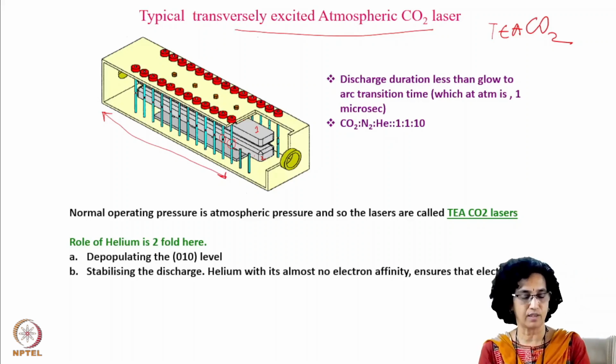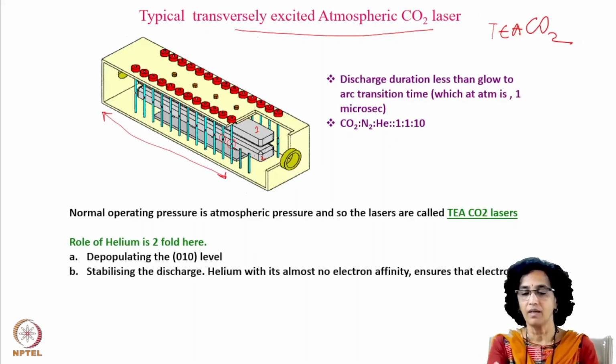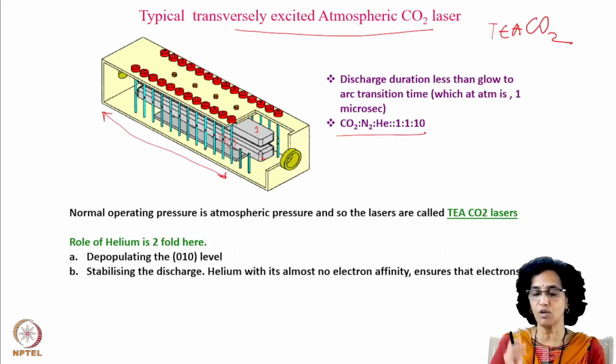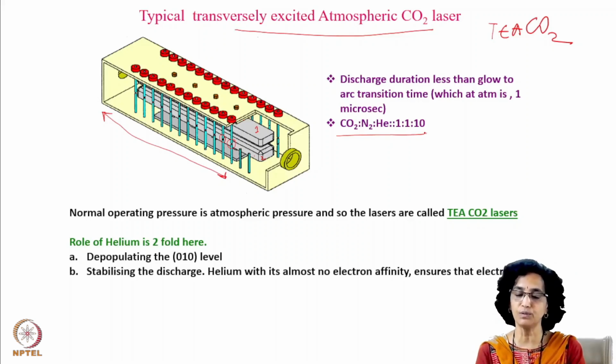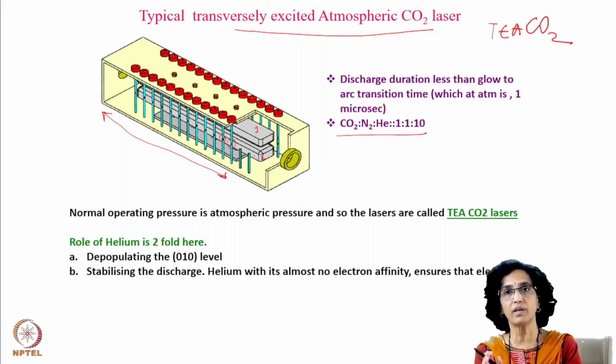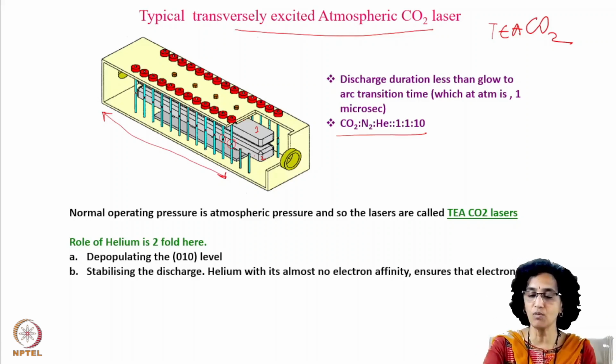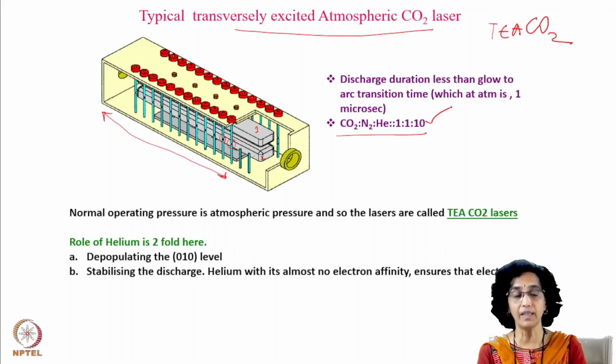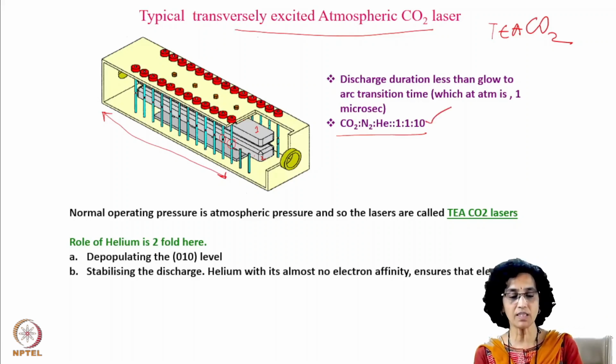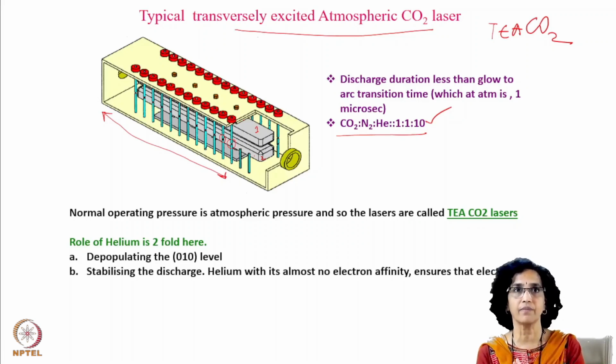into the laser. I had told before that the gas composition is something like this. CO2, nitrogen and helium is 1:1:10. Whereas for CW operation, continuous wave operation, we have always said 1:1:4 or 1:1:5 is good enough. So why so much higher concentration of helium here? That is because helium here has two roles.